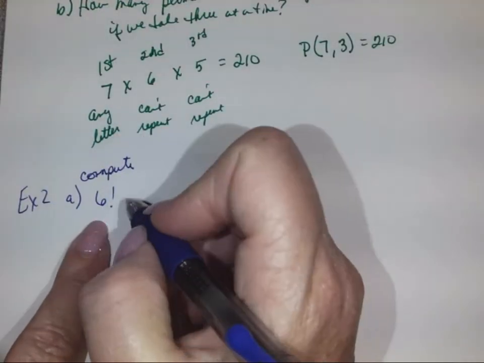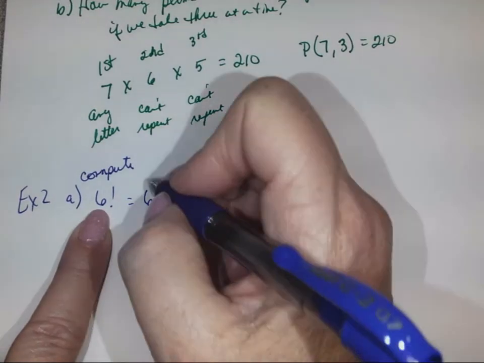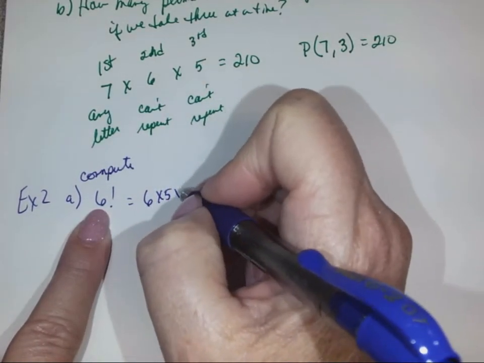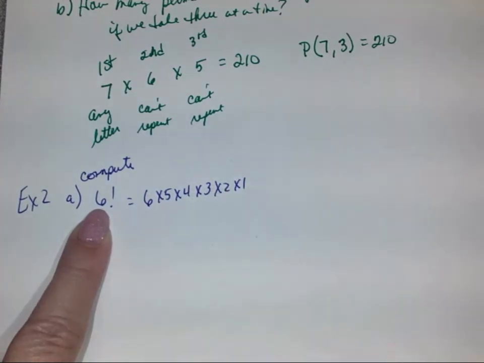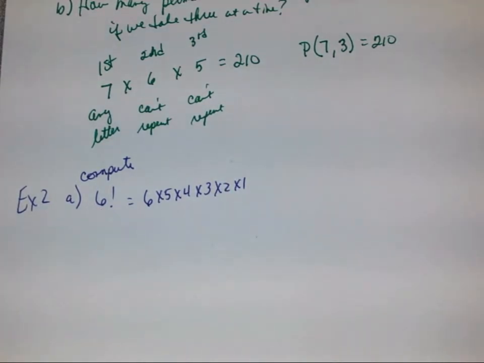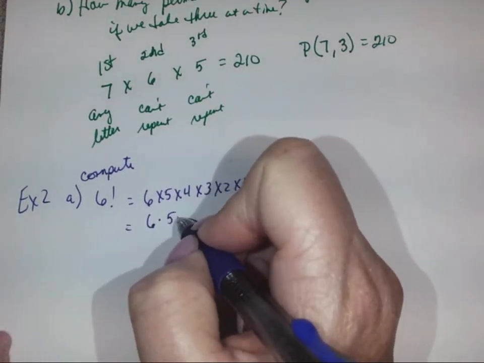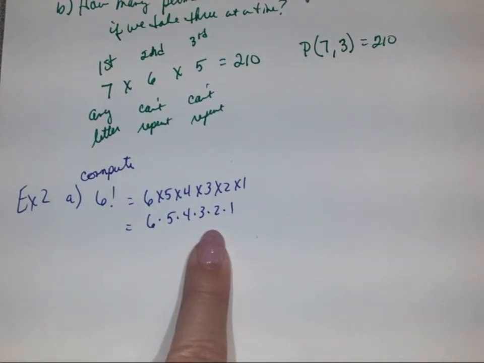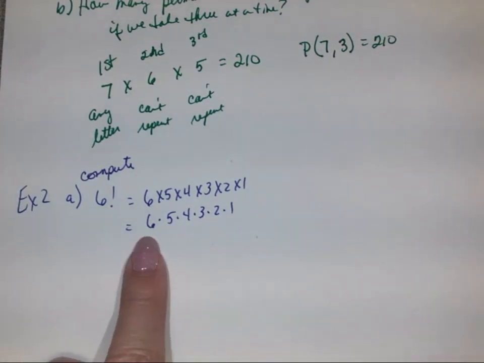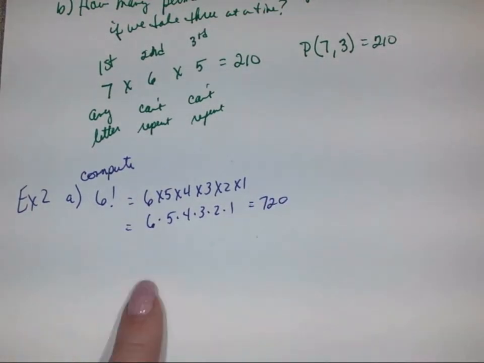So this would be equal to 6, the number below it, so n minus 1, times 5, times 4, times 3, times 2, times 1. Now we'll start writing those with dots. So 6 times 5 times 4 times 3 times 2 times 1. It makes it look a little less cluttered. And if I multiply that out, we're going to get 720. You could use your calculator to multiply all those, or you can do it in your head if you want to.